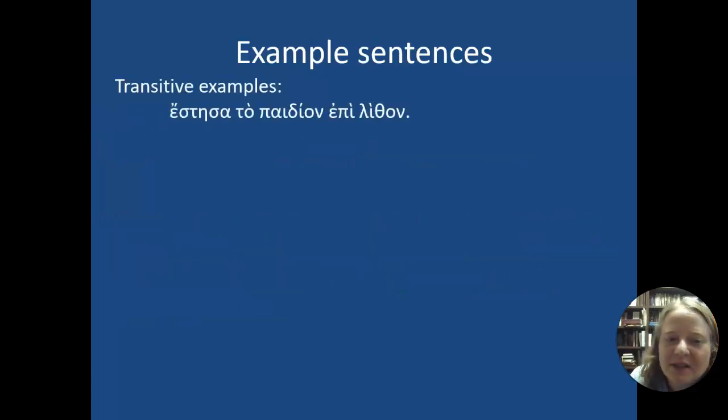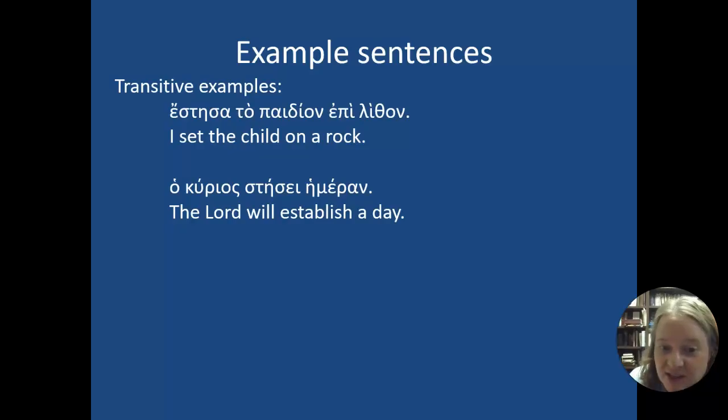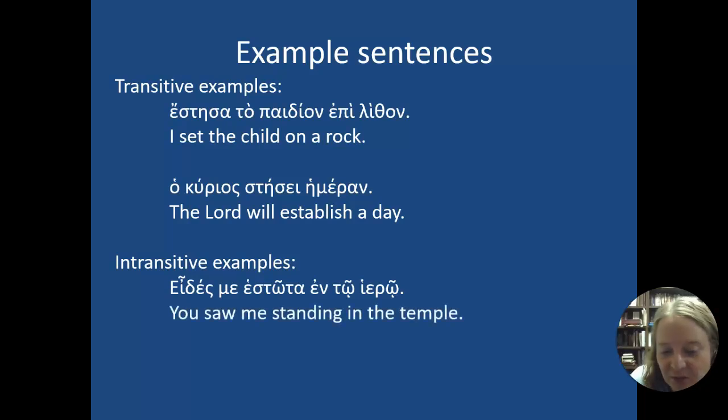Here's some examples of what it would look like. So, estesa ta paidan epi lithon, I set the child on a rock, or I placed the child on a rock. You can have this one, ho kurios stasei hemeran, the Lord will establish a day. Or you can have these intransitive ones, where it's like, edes me estota en to hiero. You saw me, and what was I doing when you saw me? I was standing in the temple.